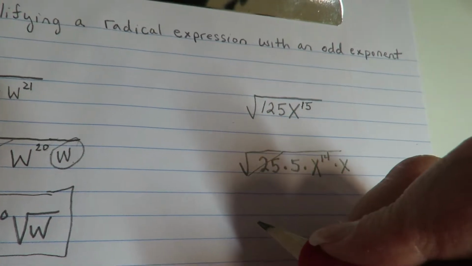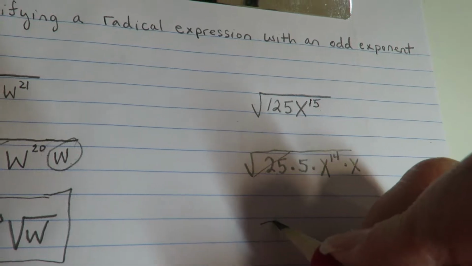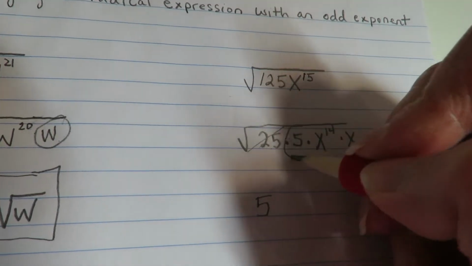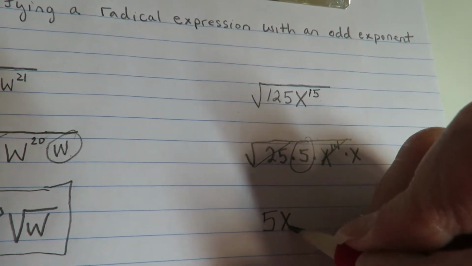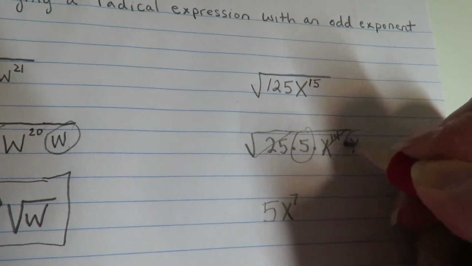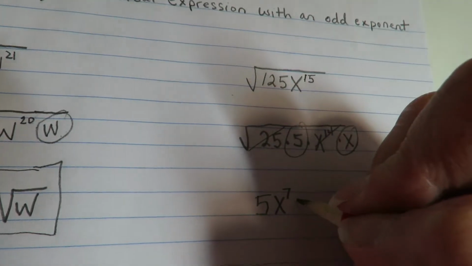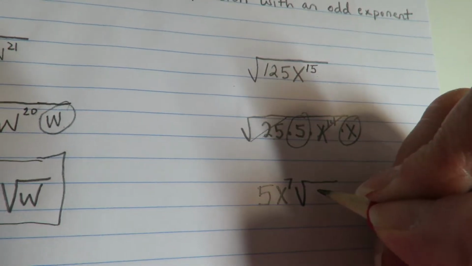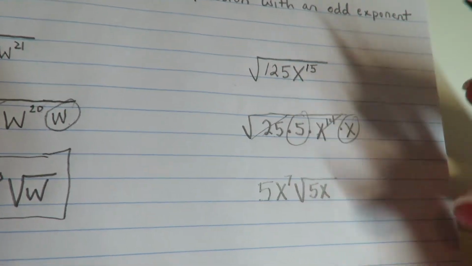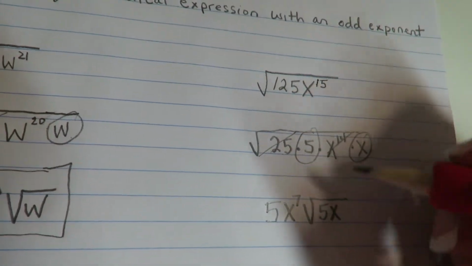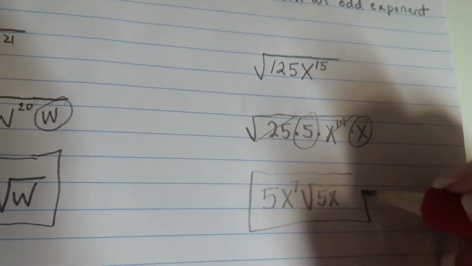So the square root of 25, 25 is a perfect square, that comes out as 5. This 5 is left under. Half of the exponents would be x to the 7. And this x is left under. So underneath, we have 5x. So 5x to the 7th times the square root of 5x.